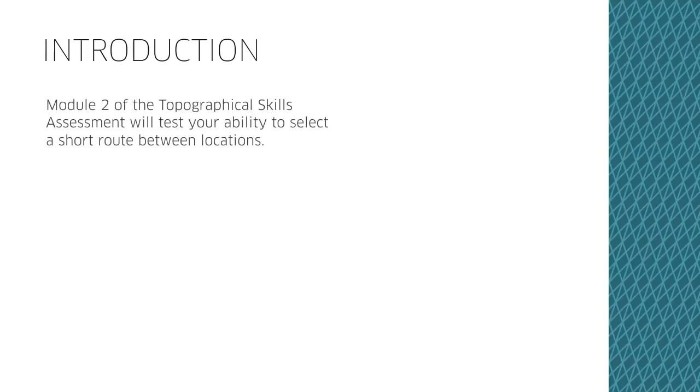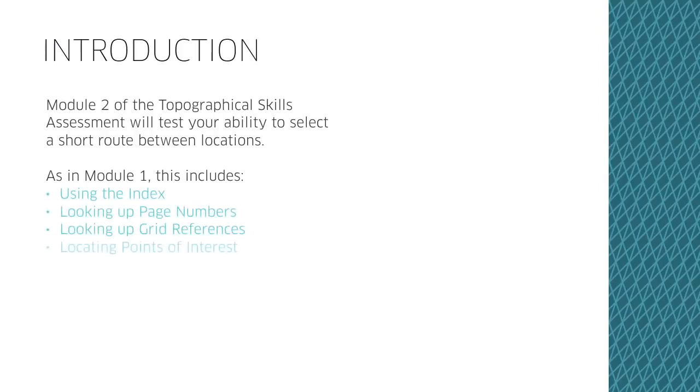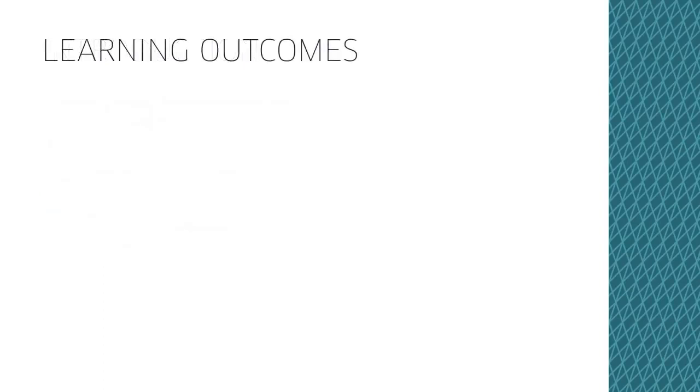As in Module 1, this includes using the index, looking up page numbers, looking up grid references, and locating points of interest. And for Module 2, you'll be planning a short distance route of up to 5 miles.